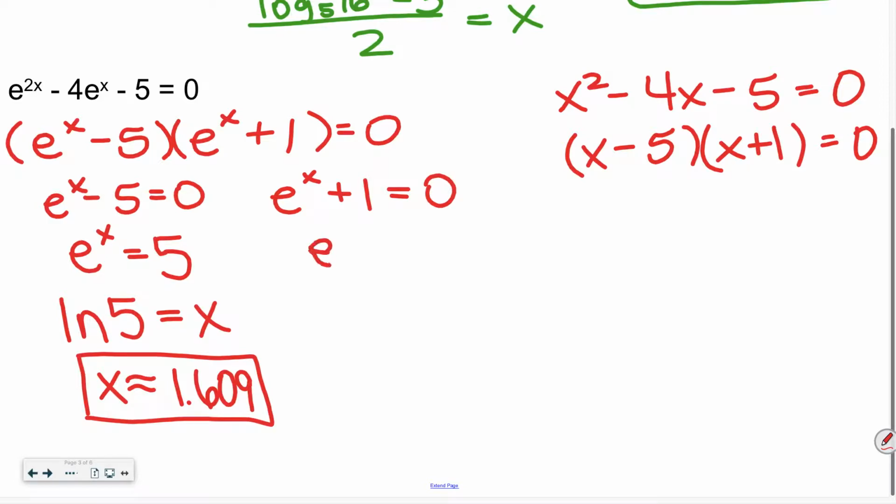Over here, we have e to the x equals negative 1. So when we rewrite that, log base e of negative 1 equals x. It's undefined. What's the problem? Can't have negatives inside of our logarithms. So algebraically negative 1 would work with our exponents, but we can't put it inside of a logarithm. Okay.